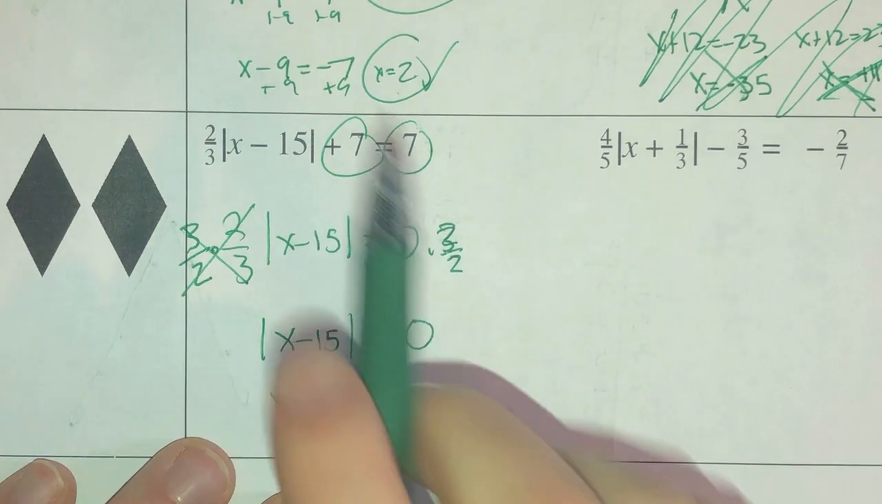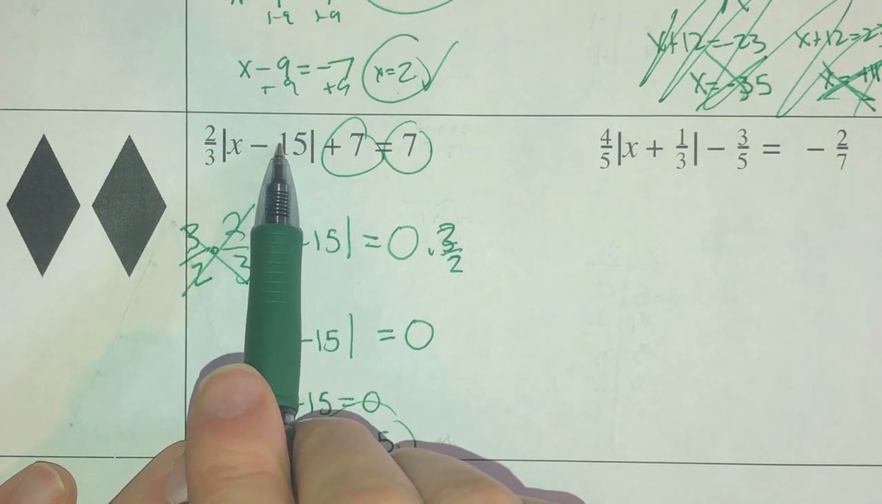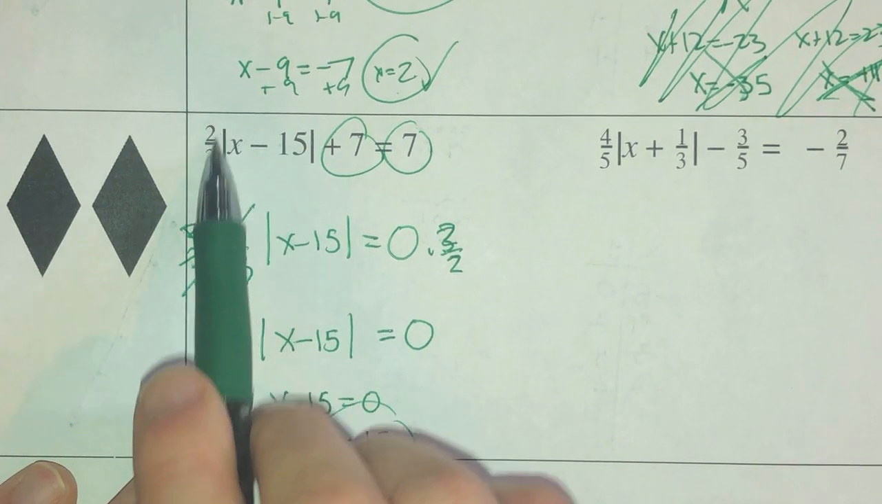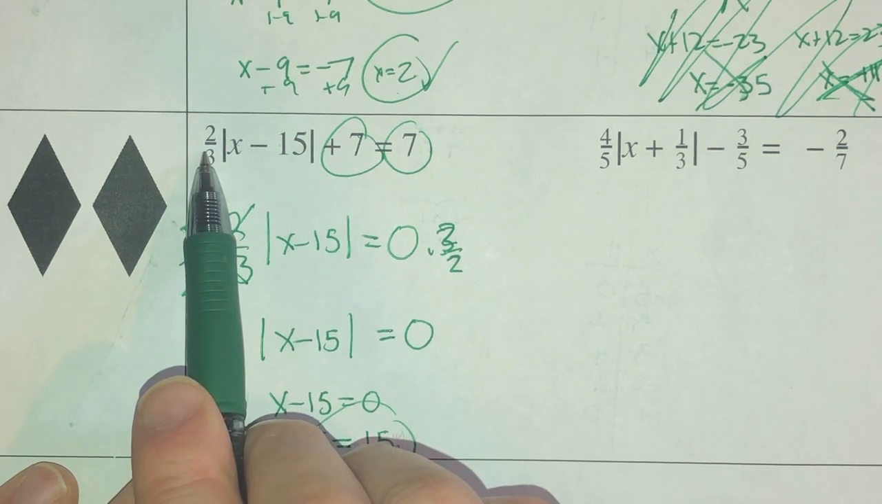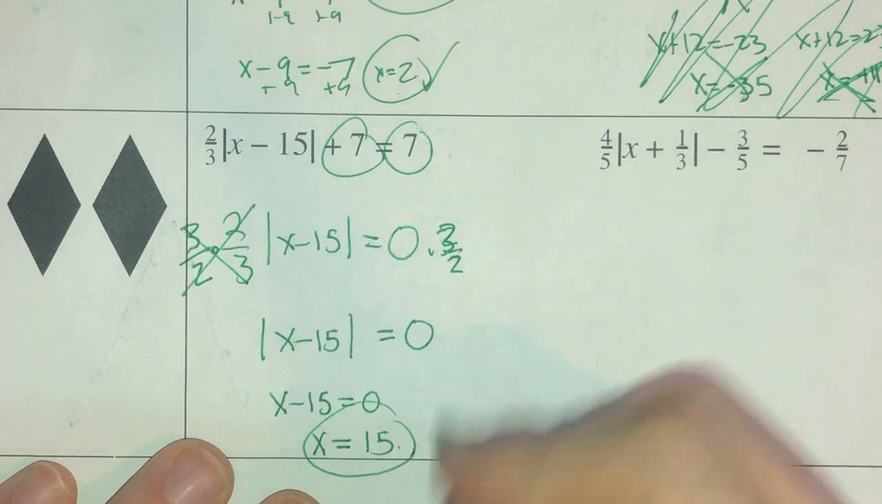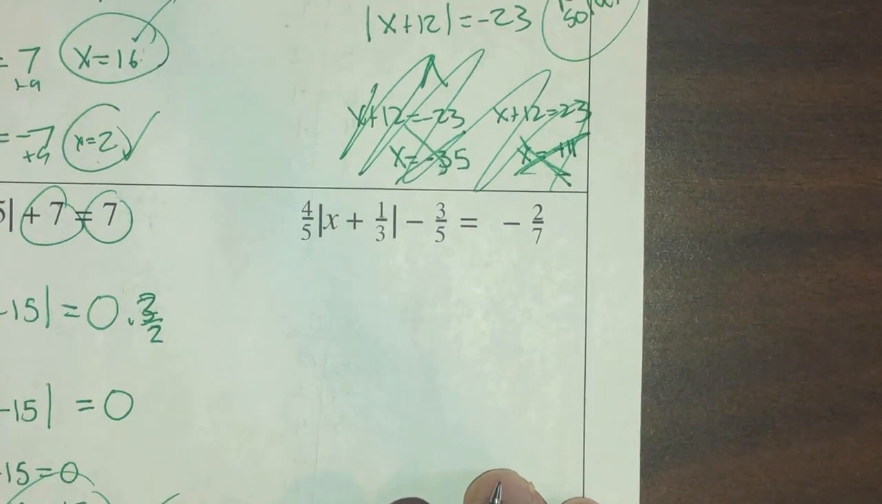15. Let's try it. Plug it in. 15 minus 15, 0. Absolute value of 0 is 0. 0 times 2/3 is 0. 0 plus 7 is 7. Okay? Last one. Oh boy, this is a fun one.